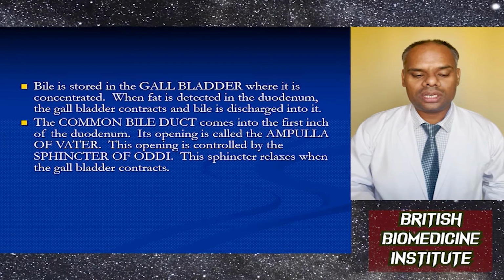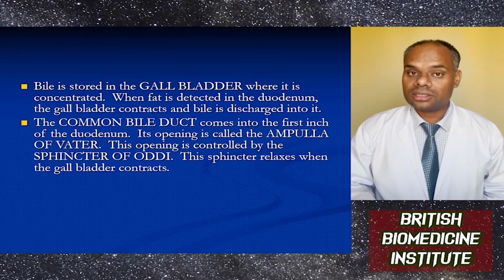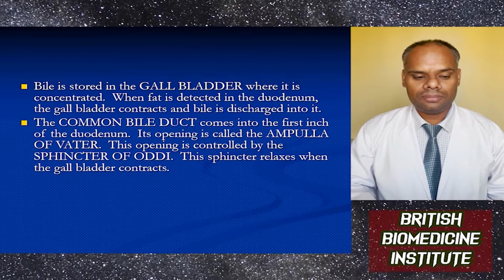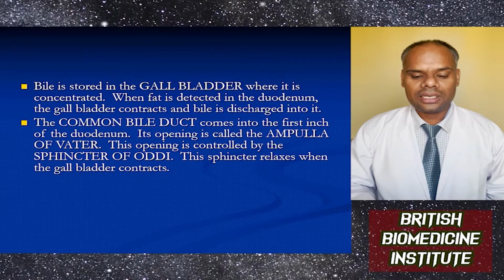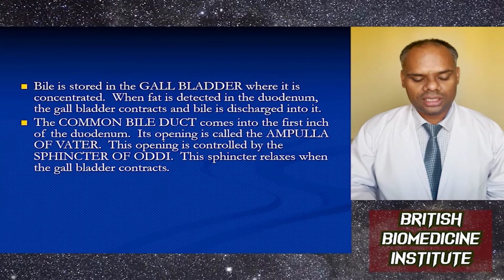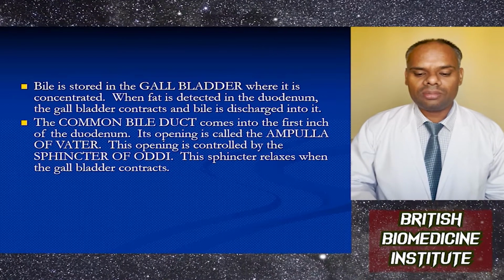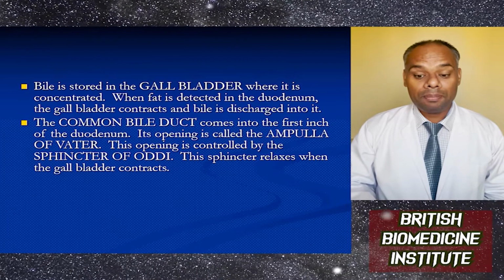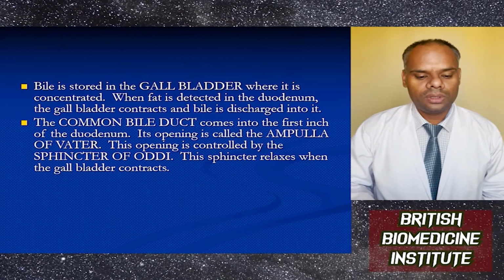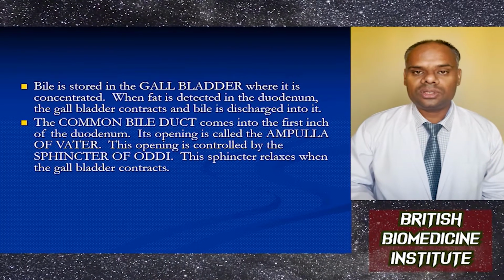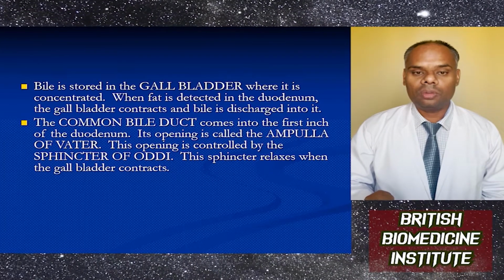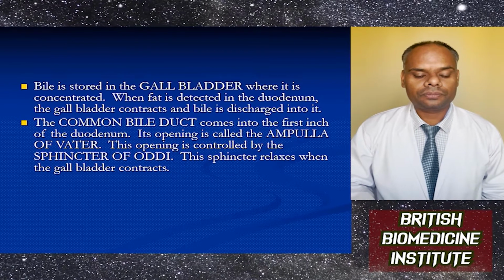Bile is stored in the gallbladder where it is concentrated. When fat is detected in the duodenum, the gallbladder contracts and bile is discharged into it. The common bile duct comes into the first inches of the duodenum. Its opening is known as the ampulla of Vater. The opening is controlled by the sphincter of Oddi. This sphincter relaxes when the gallbladder contracts.